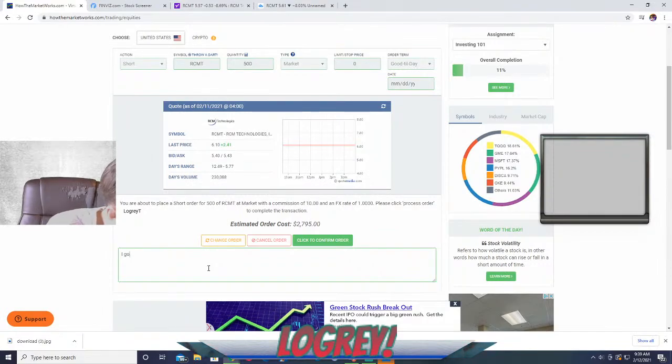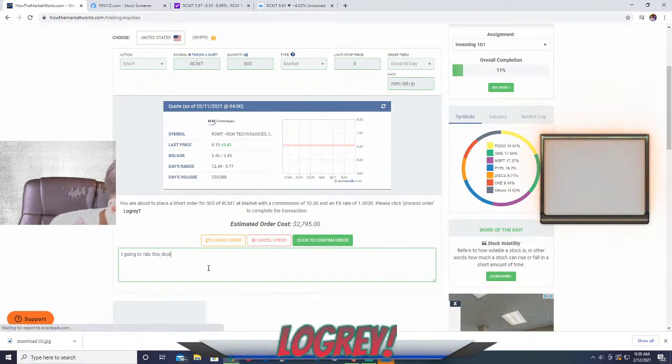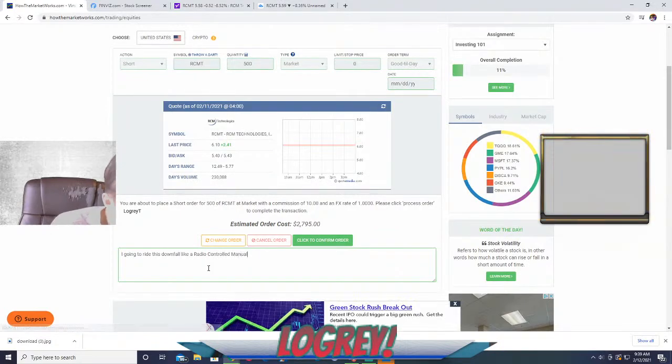I'm going to ride this downfall light, and like a radio controlled manual, like a radio controlled manual.